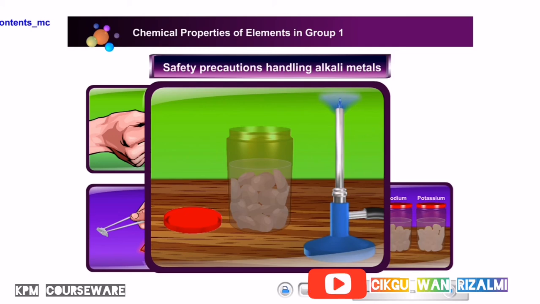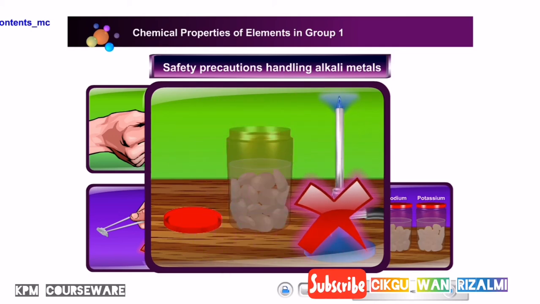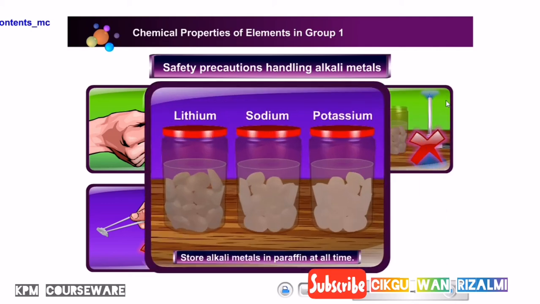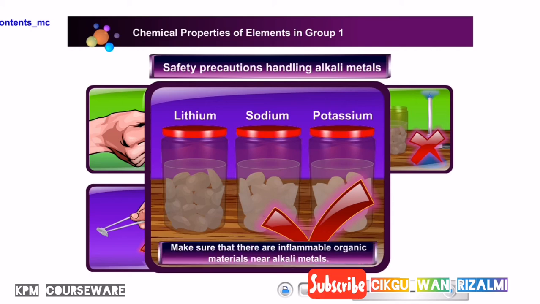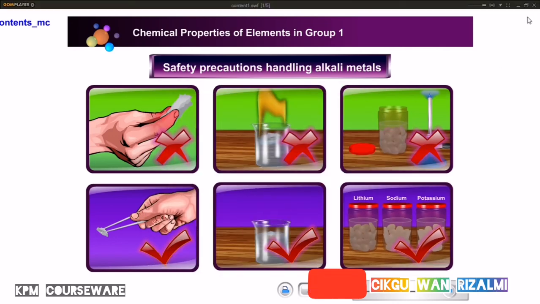Do not leave these metals exposed to air at any time. Always keep them in paraffin. Paraffin is a colorless, odorless and translucent liquid. Make sure that there are no inflammable organic materials near them as they can cause fire. Click on the blinking button to proceed.